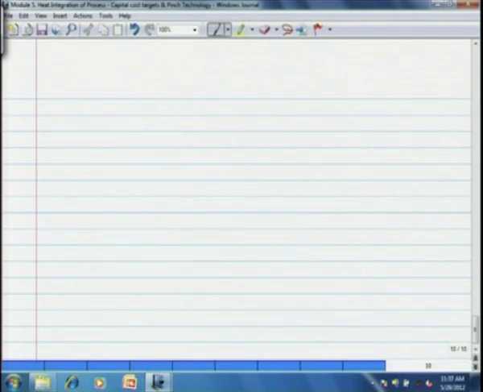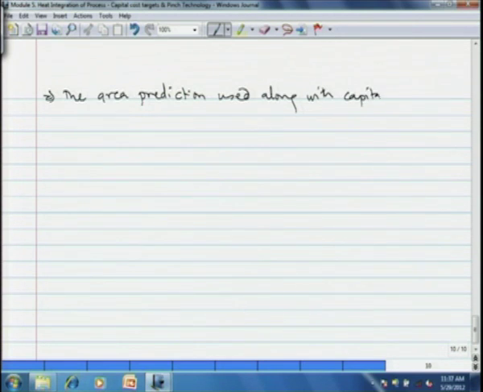Then the capital cost data, the area prediction used here along with capital cost data may have a certain degree of uncertainty.